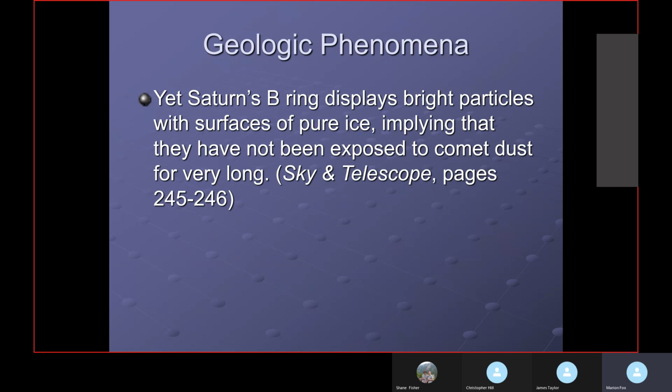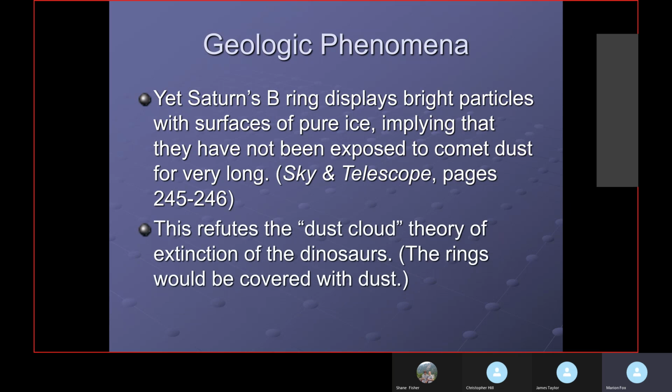Saturn's B ring displays bright particles, surfaces of pure ice, implying that they have not been exposed to comet dust for very long. Now, I know Sky and Telescope is not considered a scholarly journal, but they do provide information for us. This refutes the dust cloud theory of the extinction of the dinosaurs. The rings would be covered with dust if this were true.